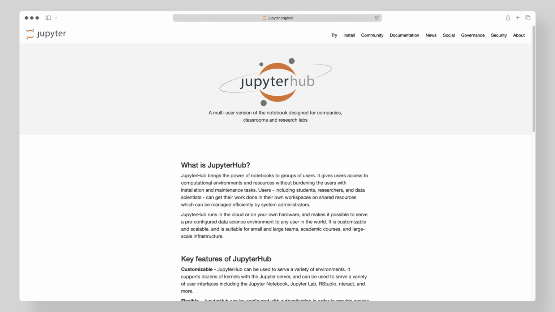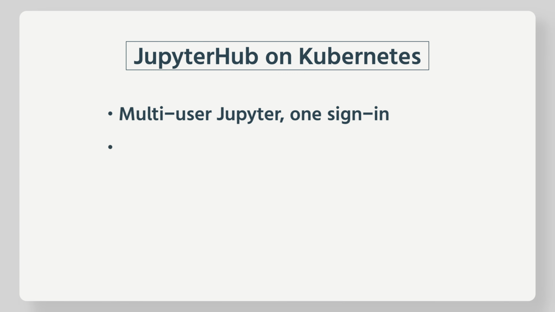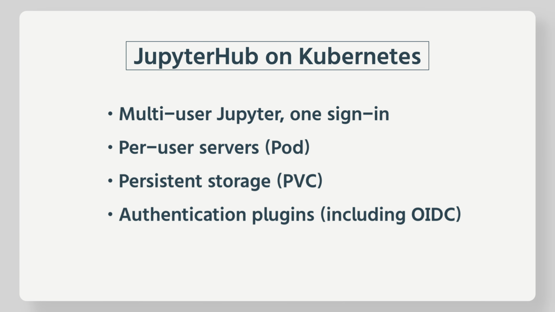JupyterHub is a multi-user gateway for Jupyter. Many people sign in to one place. Each person gets their own Jupyter server. On Kubernetes, the hub uses a spawner to start one pod per user. Storage is persistent with a PVC, so files stay after restarts. A proxy routes traffic to each user's server. Authentication plugs in with OIDC, so we can use Keycloak. We'll walk through this flow in the demo after installation.